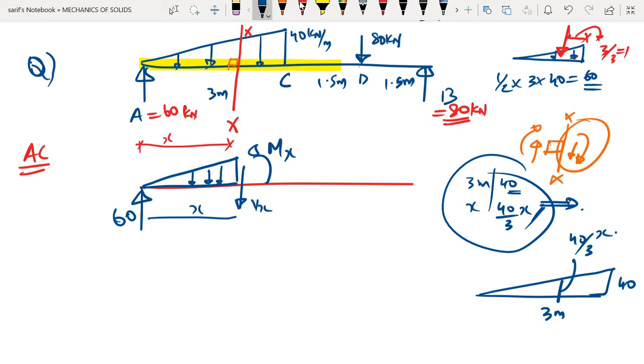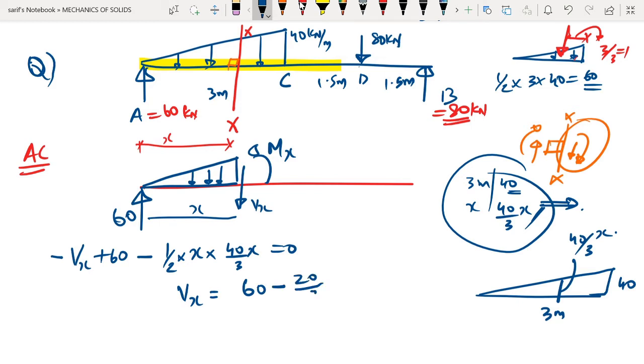Now if we want to find out the shear force, we consider the equilibrium of the forces, so minus Vx plus 60 minus the load from the triangle, half into base x into intensity 40 divided by 3 into x, equal to 0. So we can get the value of Vx as 60 minus 20 divided by 3 into x square. So this would be the expression for the shear force.